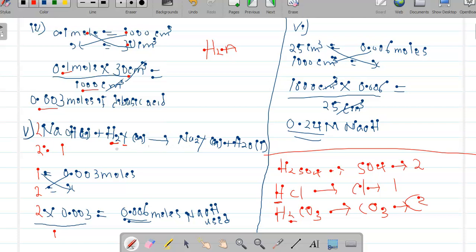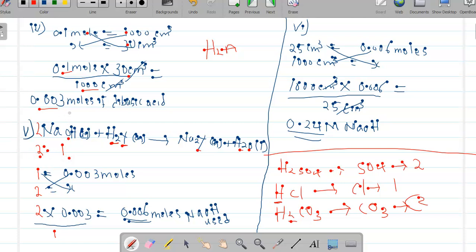Okay, now let's balance the equation. Sodium here 2, sodium 2 here. Balanced. Y 1. Okay. Hydrogen 2, hydrogen 2. Then oxygen 1, oxygen 1. It's balanced. Mole ratio is 2 to 1.